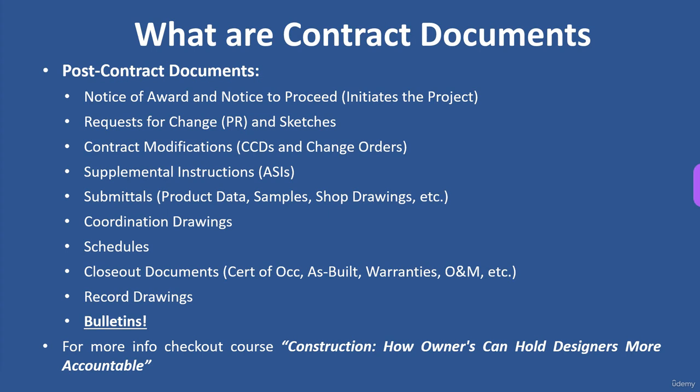So bulletins are, in my opinion, a made-up term because they're not referenced in any contract and not a legal document traditionally. But you see them more and more. Basically, they're kind of like a glorified RFI response that typically includes sketches and changes, but they're not called a change request. So make sure you read those. They usually evolve into a change order, but I don't know, for whatever reason, engineers really like to send out these bulletins. But I talk about that more in my other course called How Owners Can Hold Designers More Accountable. I get into some of this stuff in more detail. Feel free to check that one out as well.